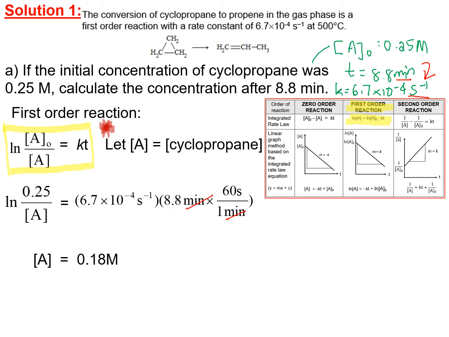Why? To make the unit of the rate constant the same as the unit of time. Alright, and then after that you get the final concentration of cyclopropane, which is 0.18 molar. Okay, why is there a unit? Units are important, units insist. And if you do not remember the unit for this bracket, remember that the bracket indicates concentration. Concentration is equal to molarity, so the unit for molarity is capital M.